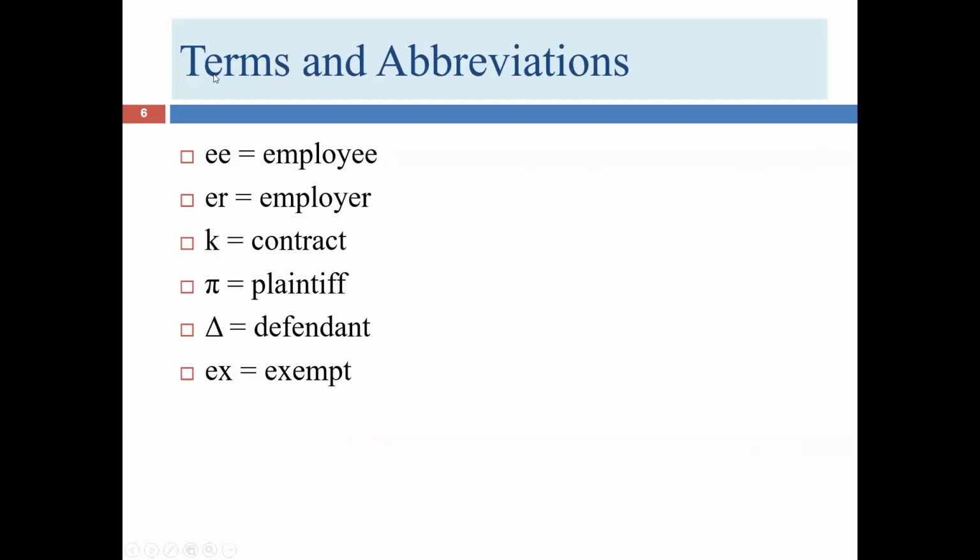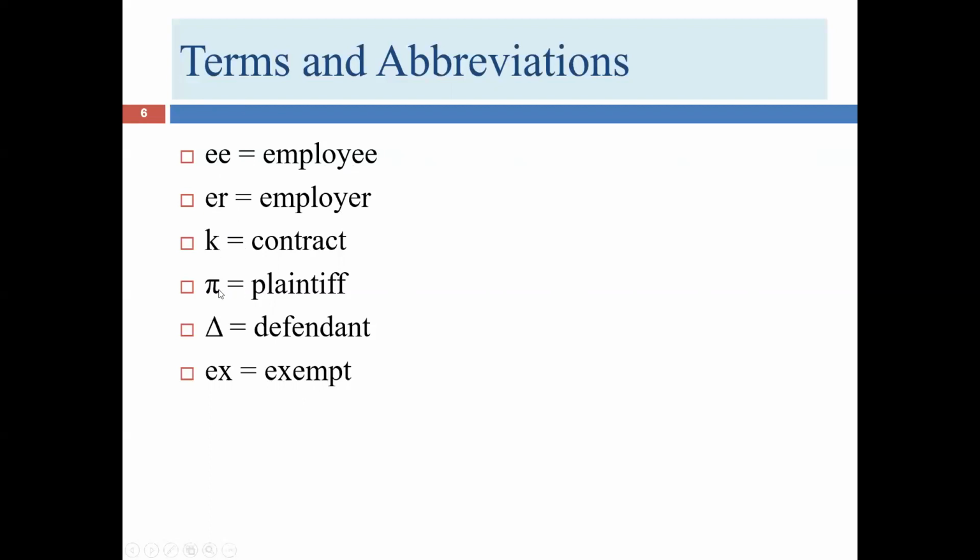Here are some abbreviations that I'm going to be using throughout this course. I will get writer's cramp really quick, and you will too if you don't develop a shorthand system. So this is the tried and true one, the one that people in this practice area use all the time. Instead of writing out employee every time, we just do EE. Instead of writing employer, we do ER. Instead of writing contract, we do a K.